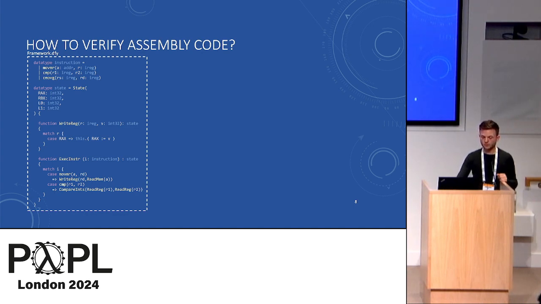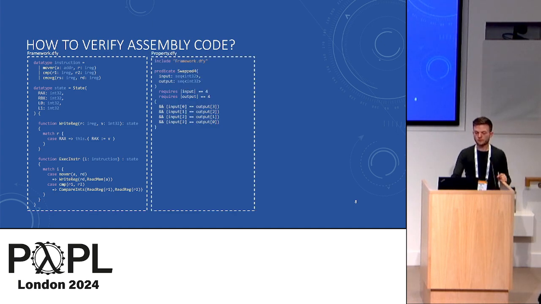This is a little bit of work, but you only need to do it once, and you only need to update it if you increase the set of assembly instructions that you want to support. Then we write down the property that we want to verify for the assembly program. So, for example, if you want to swap the order of a sequence of 4 integers, then we could write down that the input and the output both have length of 4, and the output is in the reverse order compared to the input.